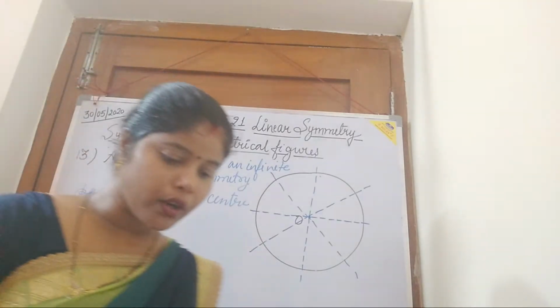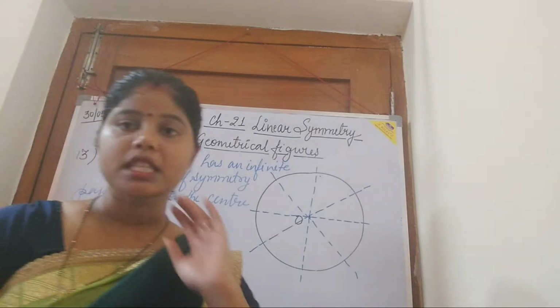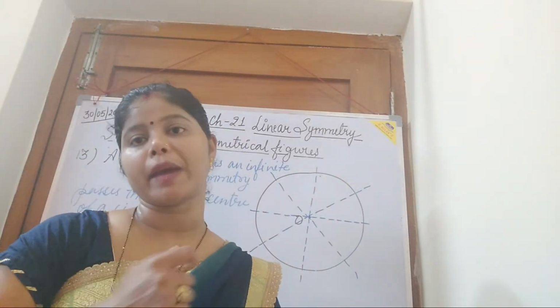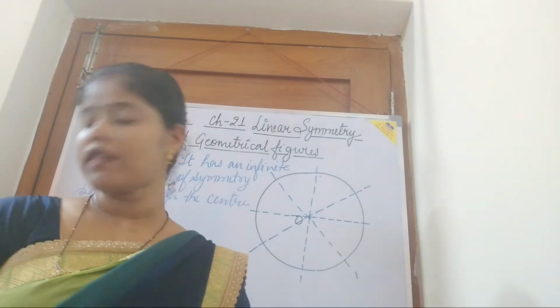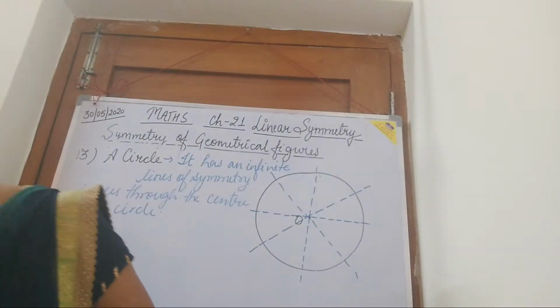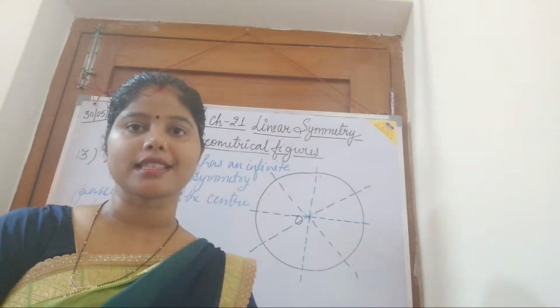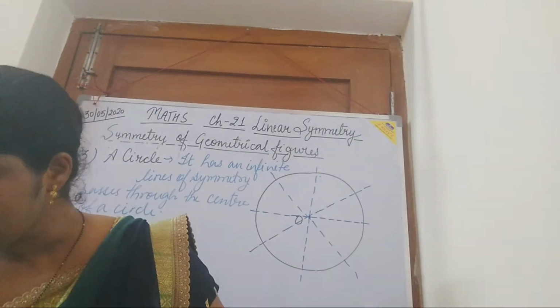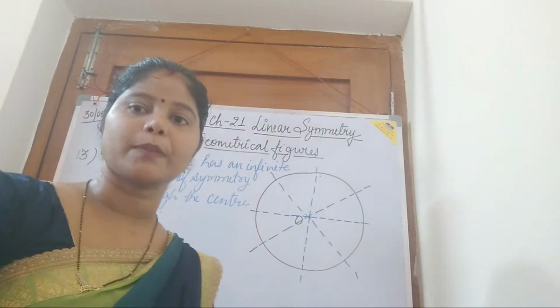So that's all for today. In the next session we will learn about the symmetry of English alphabets. Just revise it. After completion of the symmetry of English alphabets, we are going to start the exercise. All this we will do in the next session of this class. Thank you.